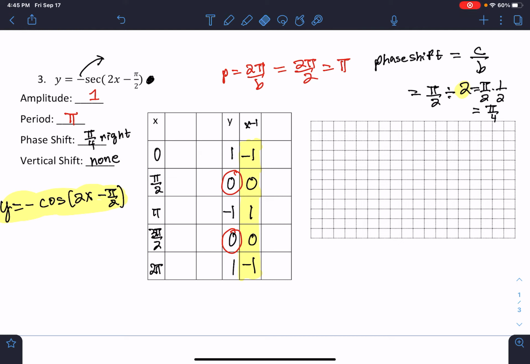So now we're going to do our x values. Two things happened. We shrunk our period from 2 pi to pi. So that means I'm going to take all my x values and multiply by a half, because I have to do the reciprocal of 2. And then I'm going to go pi over 4 to the right, which means I need to add pi over 4. So I'm going to take all my x values and multiply them by a half.